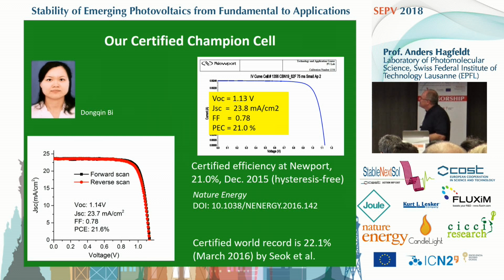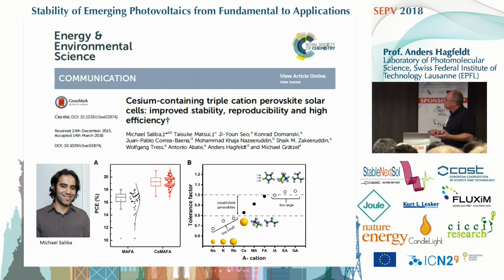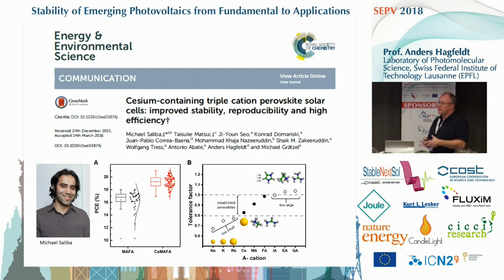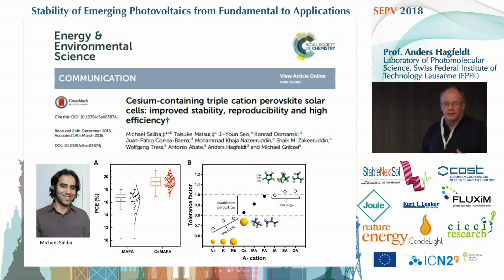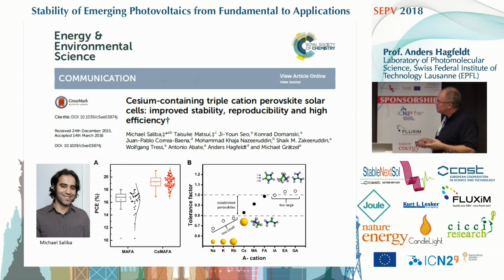We continued, and Michael Saliba and others in our groups with Michael Grätzel said, okay, there are also other cations of interest. Some published work on cesium. So what happened here was they included about 5% cesium into the formamidinium methyl ammonium composition. So we call that the triple cation, and it's been quite well established now. It improves the efficiency, so here we have an average around 20%. But we were also sticking our neck out a little bit here, saying that the reproducibility is better.